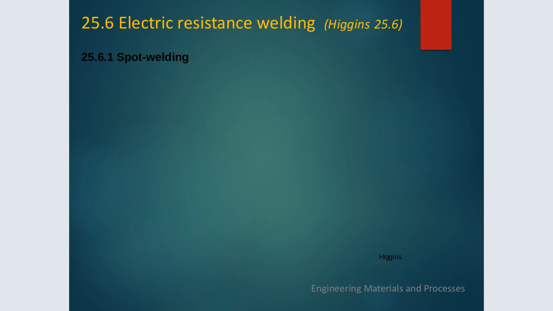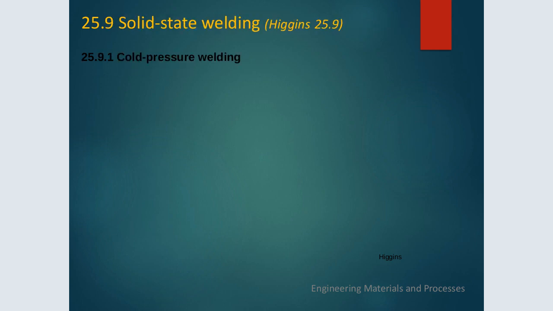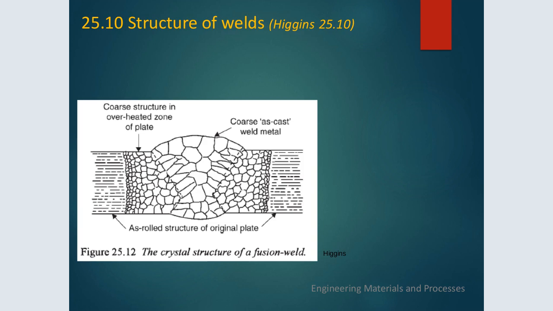Then we go to the electric resistance welding. Now the examples are spot welding, projection welding, seam welding, butt welding, and then flash welding, electroslag welding, induction welding, oxyacetylene welding, thermite welding, laser welding, those under radiation now, solid state welding, friction welding, that is under solid state welding again, and then explosive welding. Those are the types of welding.